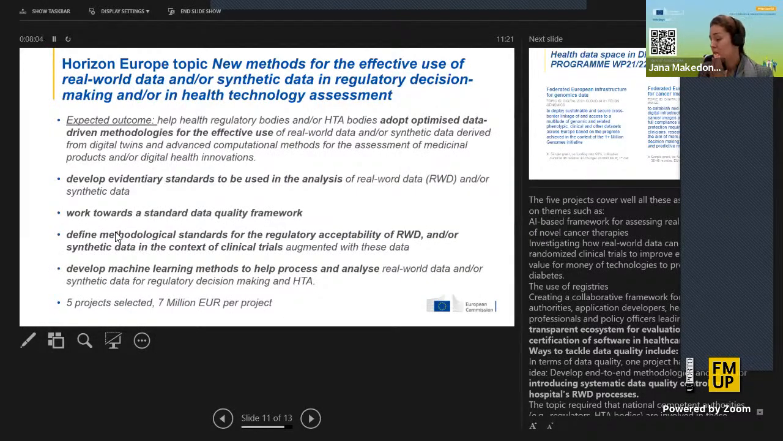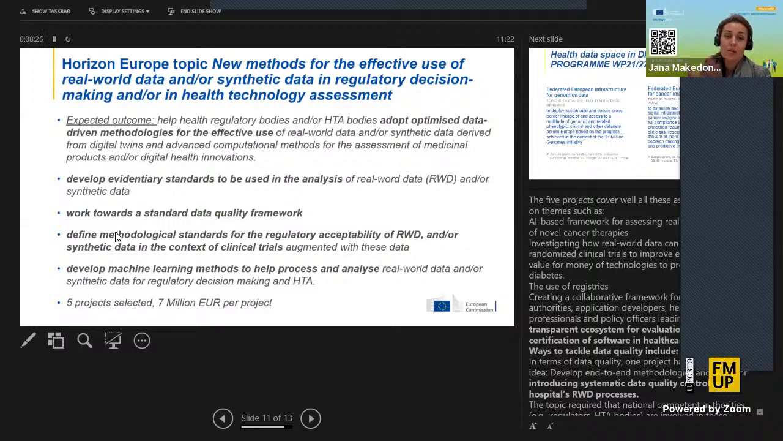And I quickly wanted to touch upon another set of 5 projects that came from another topic. So they're not yet signed. I'm going to just mention the general objectives of these projects and not mention them in detail. So the previous projects focused on clinical research, clinical decision making. Here we are talking about regulatory decision making and HTA.